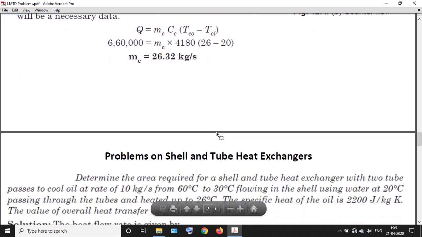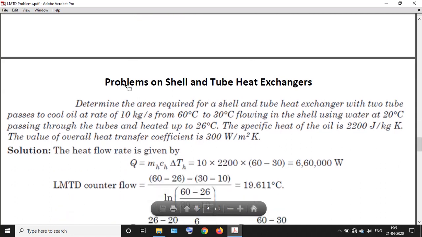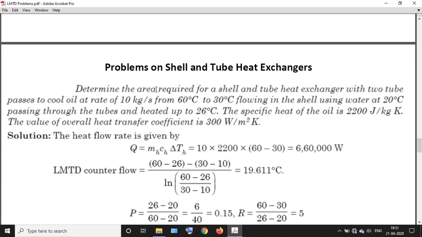Now we're going to discuss a problem on a shell and tube heat exchanger. When we discussed the theory, we said that it follows the same procedure as parallel flow and counter flow. The only problem is that we cannot estimate the LMTD for a shell and tube directly. For that we need to find a correction factor. So the only difference in this problem will be finding that correction factor. Here you have to determine the area for a shell and tube heat exchanger.